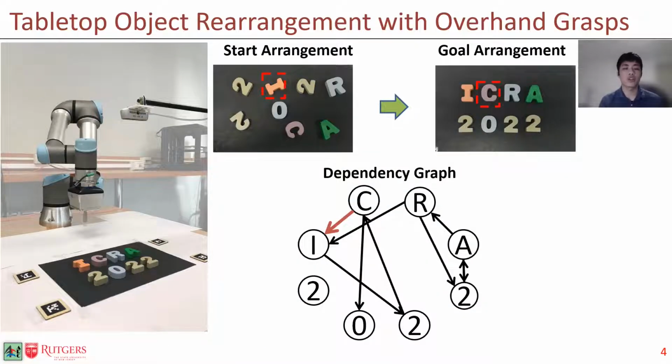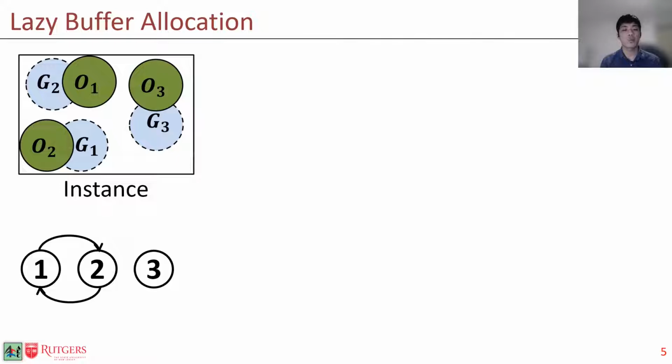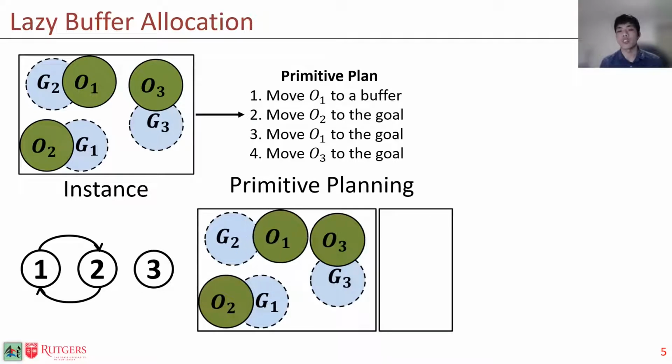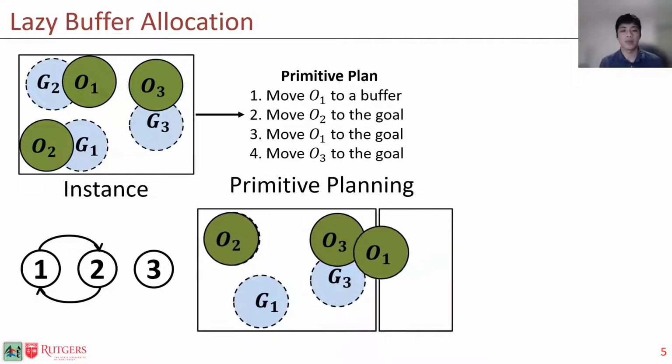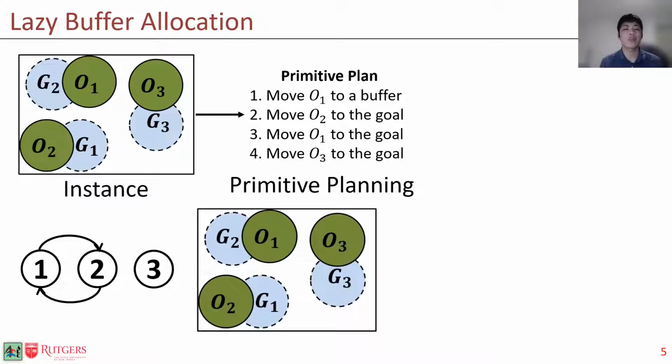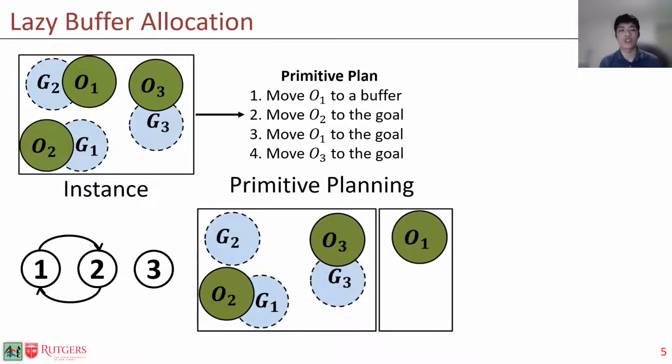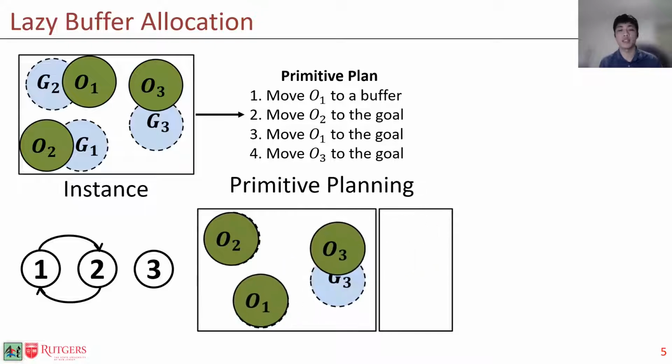We use a directed graph to represent the dependencies. When the graph contains cycles, we have to move some objects to temporary buffer locations to break these cycles. In this work, we prioritize task sequence computation and delay the allocation of buffers. We first compute a primitive plan. In this phase, we assume there is always a large free space to temporarily place the objects. Computing a primitive plan is equivalent to vertex ordering problems that we studied in previous papers.